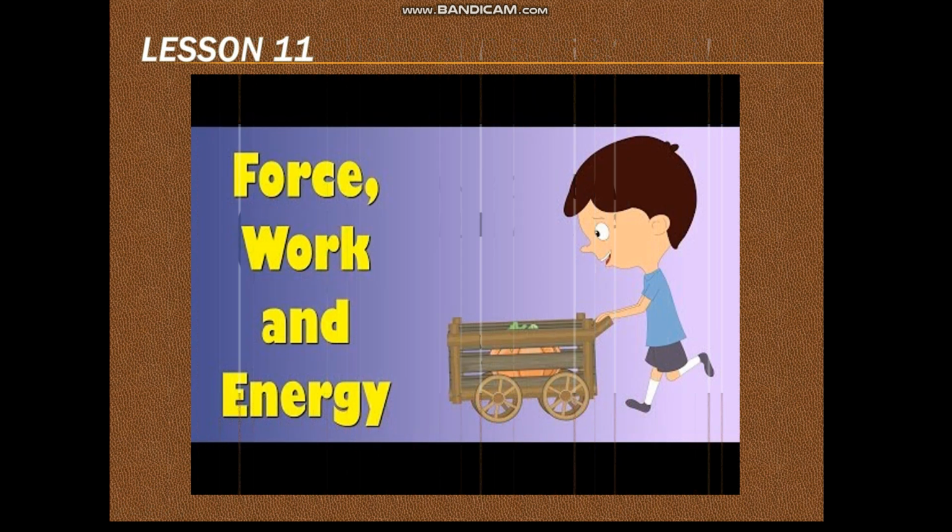Today we are going to learn yet another interesting topic. Lesson 11, Force, Work and Energy. You do different kinds of activities during the day. Some involve pushing while some involve pulling. For example, in a game of tug of war, both the teams try to pull the rope towards their side. In a game of wrestling, the opponents push each other. Whenever you push or pull objects, they move.